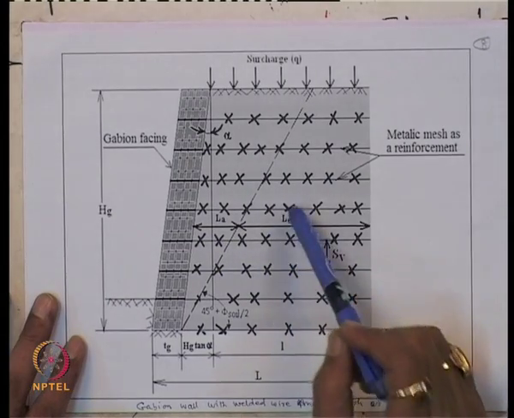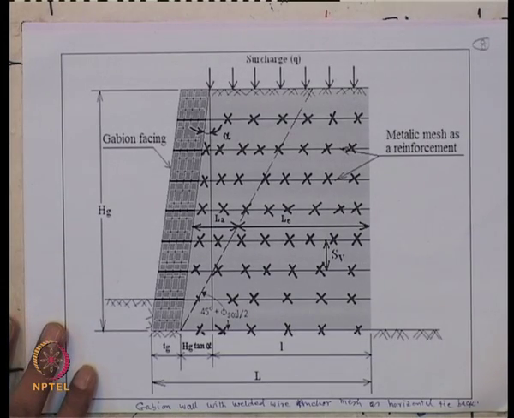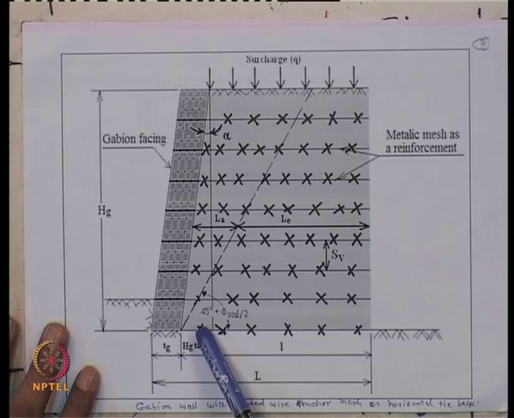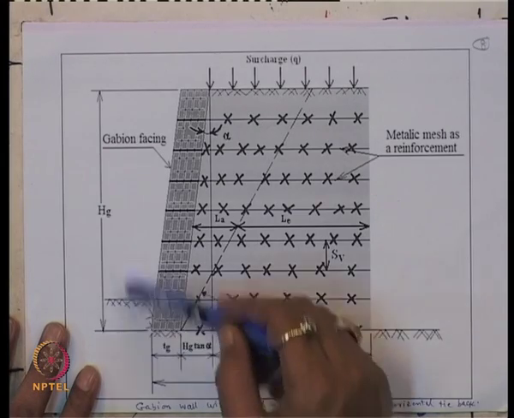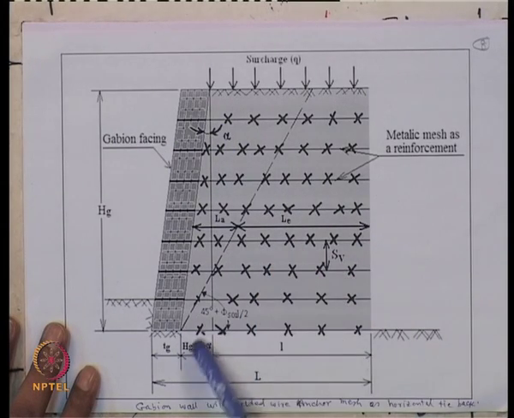So, we will design this structure, and also this is the failure surface, which is making an angle 45 degree plus phi by 2, and this is the Tg, and this is the height of the wall Hg, and because this angle is alpha, so this is Hg into tan of alpha.